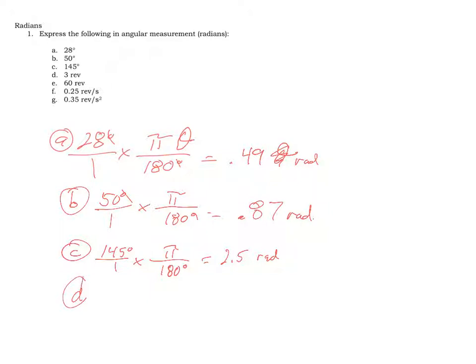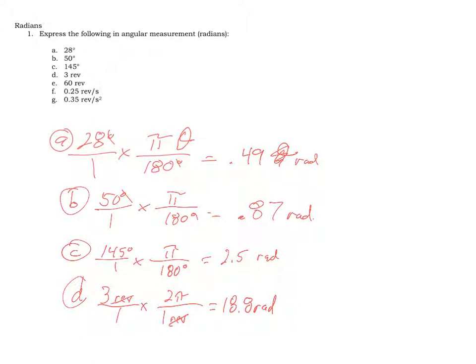D, that's a D, believe it or not, is 3 revolutions. Well, now we have a different conversion factor because we're not in degrees, we're in revolutions. 1 revolution, that has to go on the bottom so I can cancel, is 2 pi. So it's 3 times 2 times pi, and I get 18.8 radians. It's all about the conversion factor.